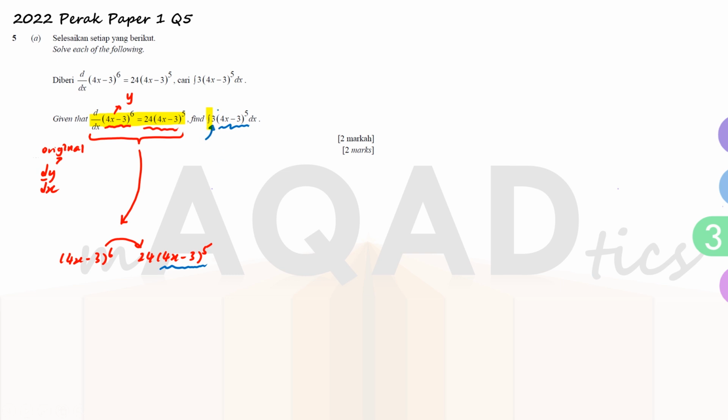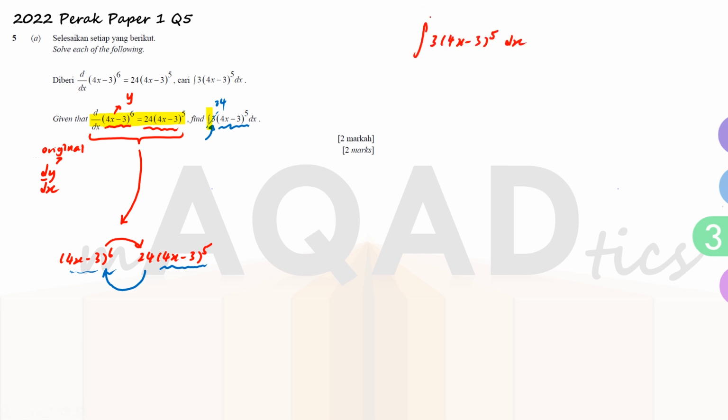Let's say if the number is the same, let's say it's 24. If you want to find the integral, we can actually just go backwards, because integration is the opposite of differentiation. And this would be our answer, (4x minus 3) power of 6. Now the problem is how do we change 3 to 24?